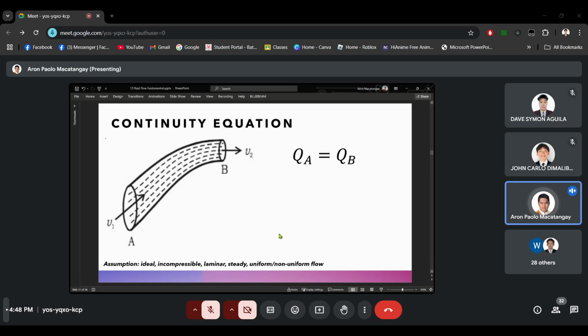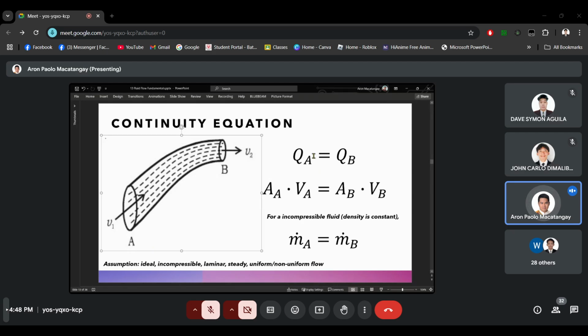Again, Q, or volume flow rate, can be expressed as area times velocity. So that's area of A times velocity of A equal to area of B times velocity of B. And for an incompressible fluid where the density is constant, we can extend it more to mass flow of A equal to mass flow of B. As long as the densities at point A and B are constant, we can extend it to mass flow rate. But initially, it's only the volume flow rate. If the density is constant, you can also use mass flow rate.